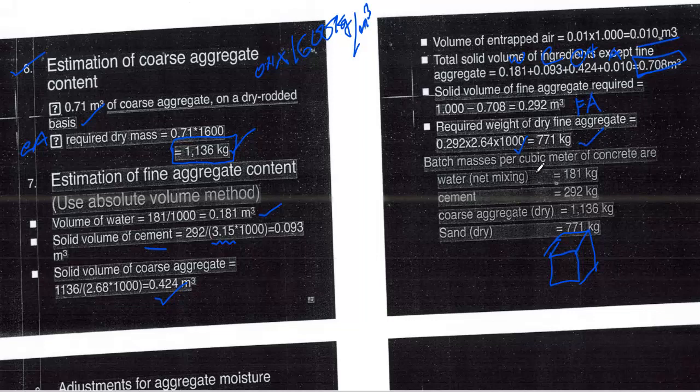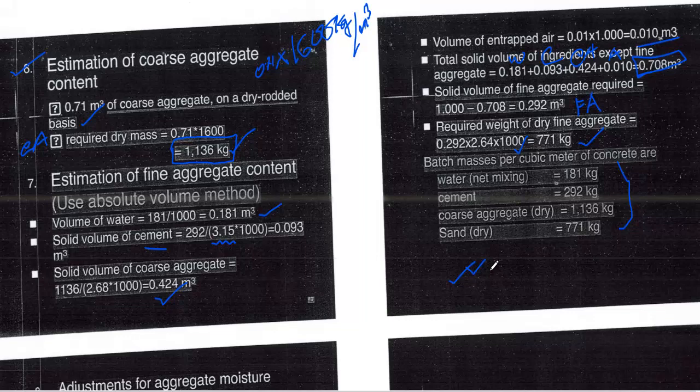Okay, so then you can also calculate the amount of fine aggregate. Finally you come up with a solution where you need 181 kg of water, 292 kg of cement, 1136 kg of coarse aggregate, and sand is 771 kg. This is the situation you have.